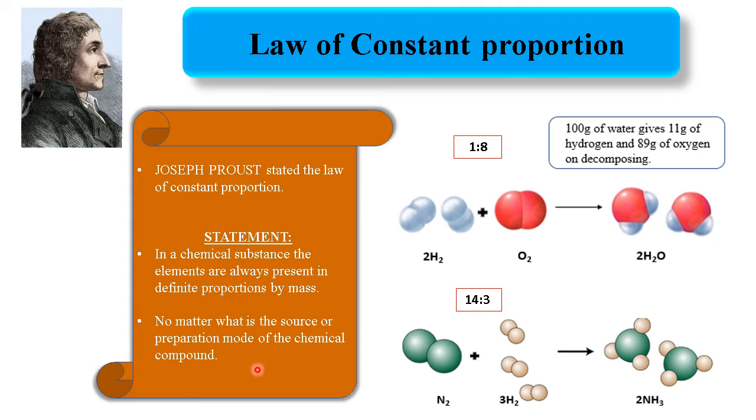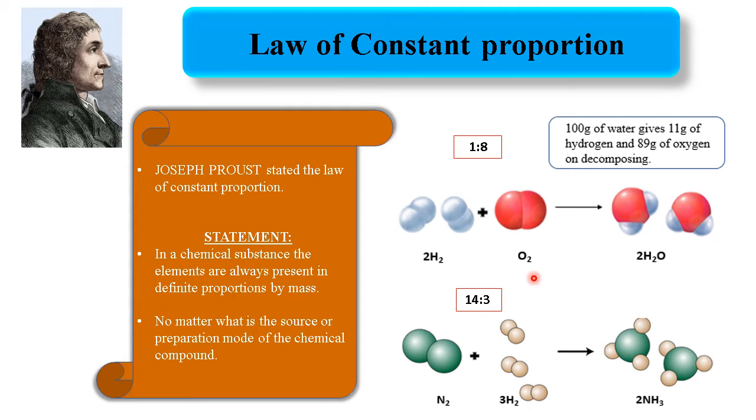For example, water is a compound which always consists of the same two elements, hydrogen and oxygen, combined together in the same constant proportion of 1:8 by mass. That is, 1 part by mass of hydrogen and 8 parts by mass of oxygen. Let us discuss this in a little more detail.